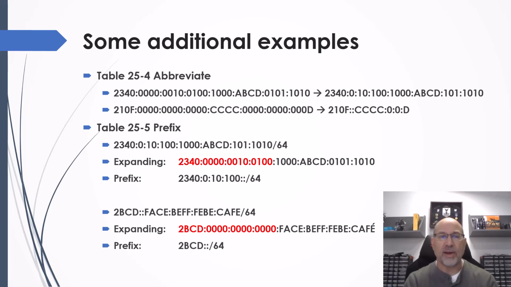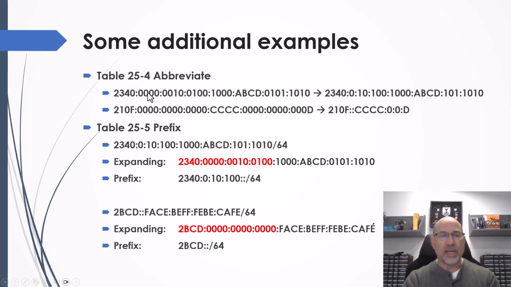This is table 25.4. And I'm just going to do 2 examples here. I encourage you to try them. The answers are in the book. But if I want to abbreviate this IPv6 address, what I'm looking for is those really, really long series of zeros, right? If I have at least 2 quartets, I can get away with an awful lot. But I don't have that in this particular case.